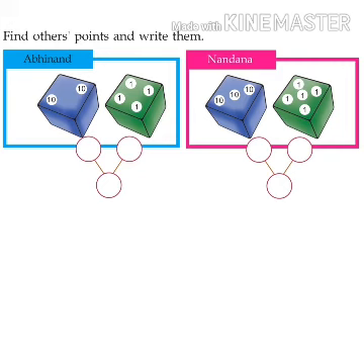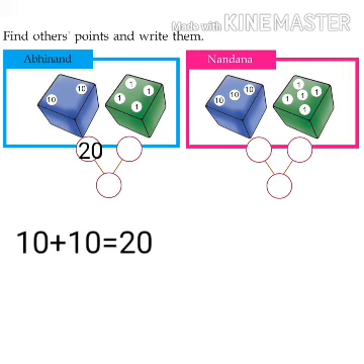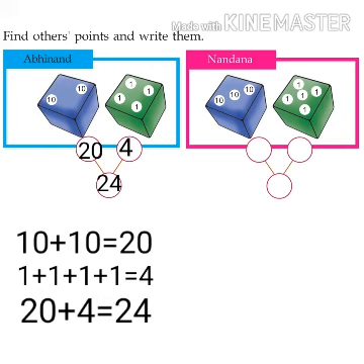Now you can see the points of Abhinanda and Nandana. You can see that Abhinanda has 2 tens in the blue dice and 4 ones in the green dice. How much will 2 tens be? Yes, 10 plus 10, 20. Then how much will 4 ones be? 1, 2, 3, 4. Then 20 plus 4, 24. Abhinanda got 24.